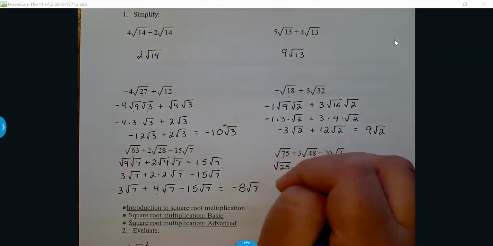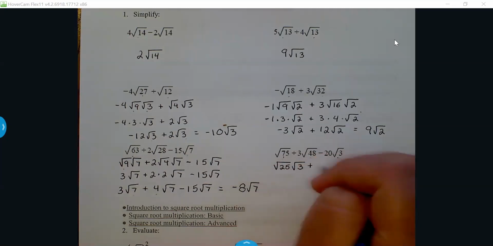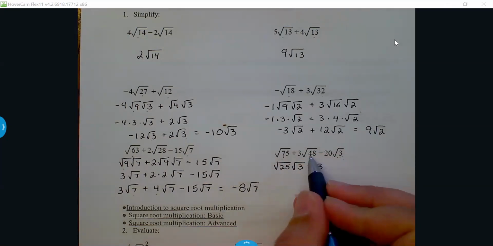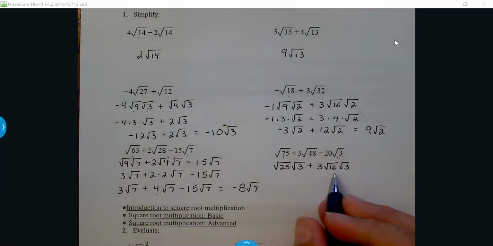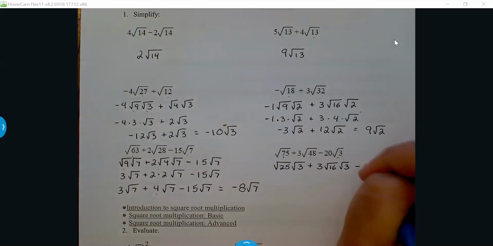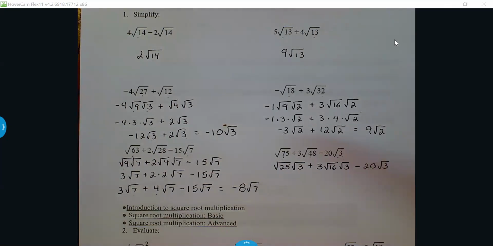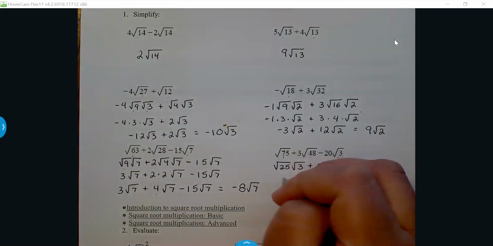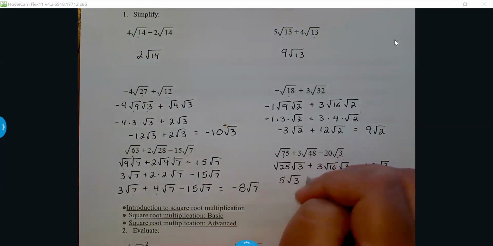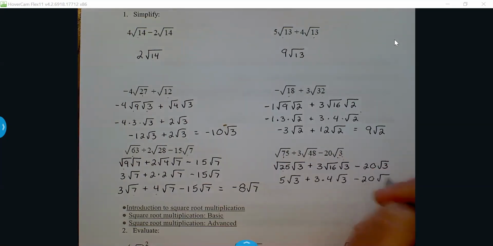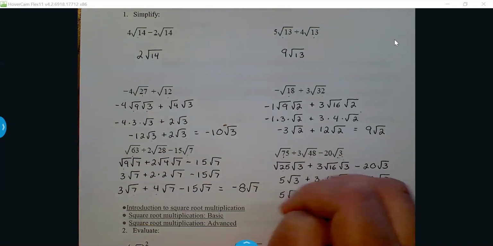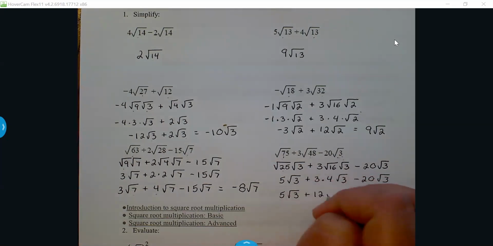So I have the square root of 25 times the square root of 3 plus 3 times, now 3 goes into 48 16 times. So I have 3 times the square root of 16 times the square root of 3 minus 20 times the square root of 3. So the square root of 25 is 5. So we have 5 times the square root of 3. Now 3 times the square root of 16, which is 4 times the square root of 3, minus 20 times the square root of 3. So this becomes 5 times the square root of 3 plus 12 times the square root of 3 minus 20 times the square root of 3.